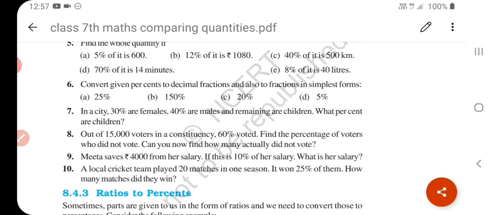remember all the formulas. How to find the ratio, how to find the standard form, how to find equivalent ratio, how to convert percentage into fraction and fraction into percentage, how to convert decimal into percentage and percentage into decimal. So these are very important things.